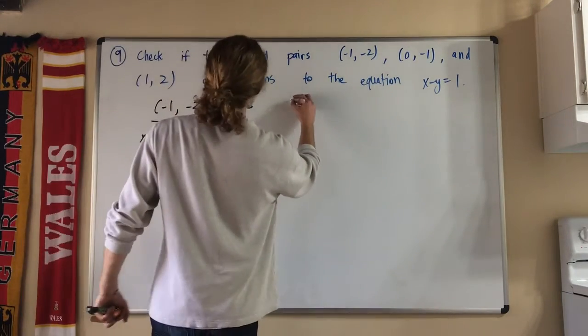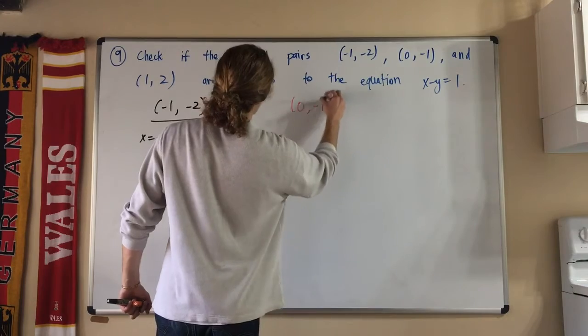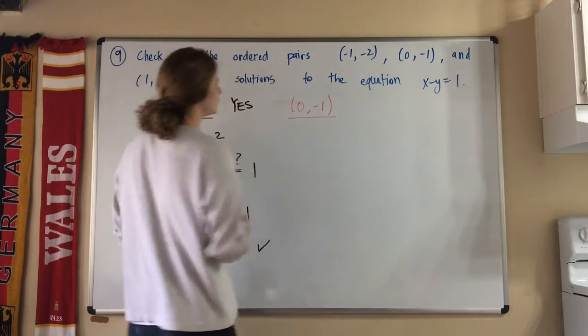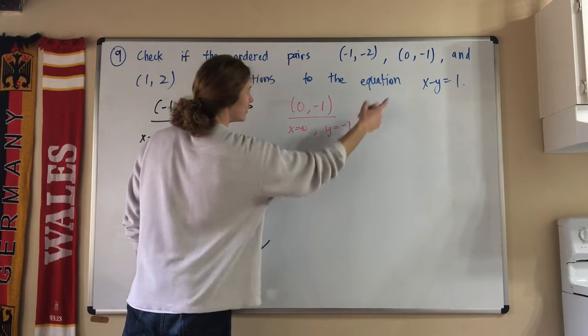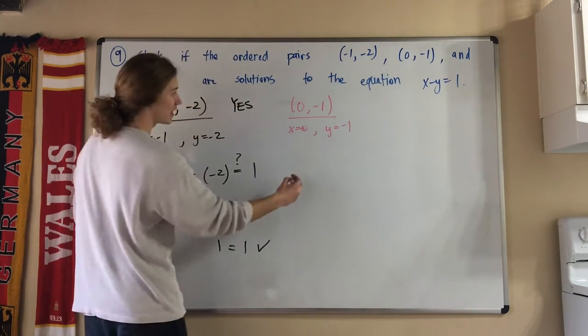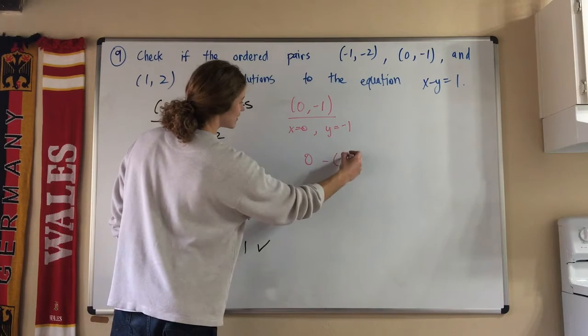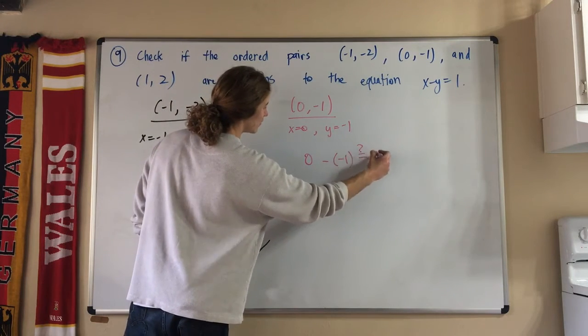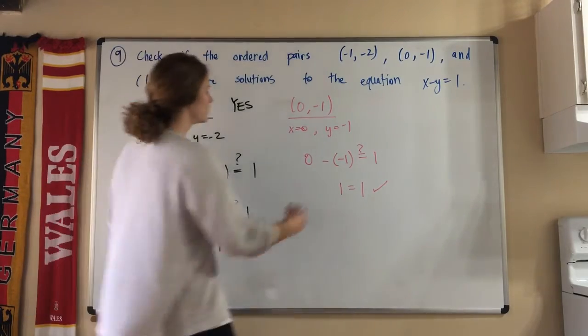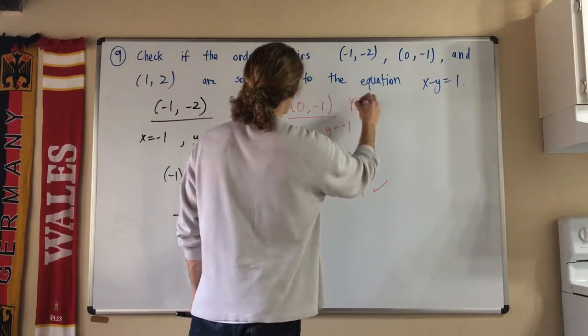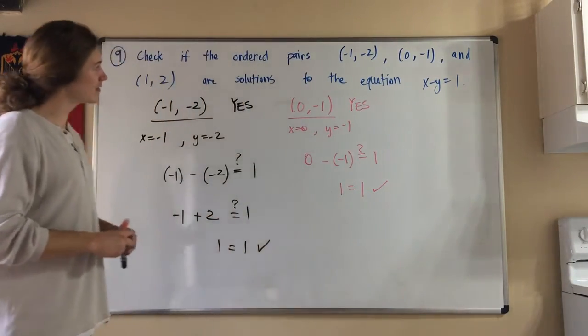If we wanted to look at our next one, we have (0, -1). Well, what do we do there? This again is like x equals 0, y equals -1. Is the equation true? If we plug that in, we're going to have 0 minus -1. Does that equal 1? And you know what? That also works out. So we know that (0, -1) is a solution. Cool.